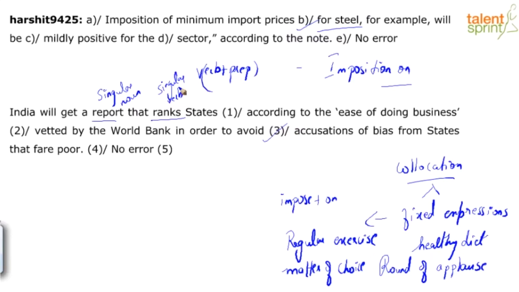Yes, thank you, Shubhadeep. And Arunima, I'm assuming Arunima, that was what you identified in part 4. Right? So India will get a report that ranks states according to the ease of doing business vetted by the World Bank in order to avoid accusations of bias from states that fare poorly. Right? That fare, action word, to what extent are they faring? Poorly. Adverb. I need an adverb here. Right? Change poor to poorly. The error is in part 4.